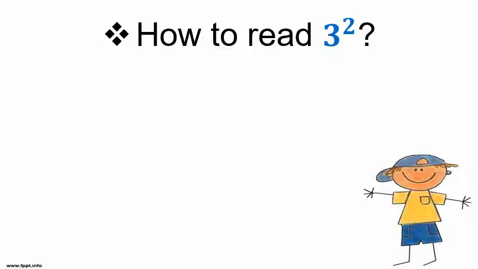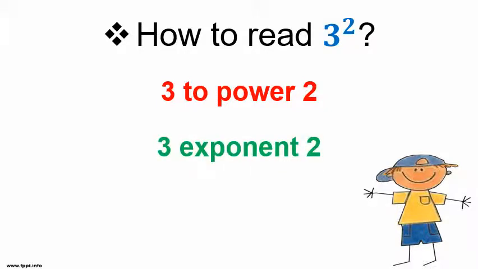How can I read a power 3 exponent 2? It can be read as 3 to the power 2, or 3 exponent 2, or we have a special case, we can read it in an easier way, which is 3 squared. When I have exponent 2, I say 3 squared.